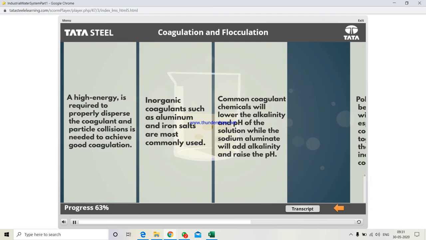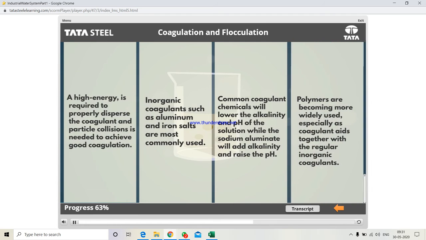Polymers are becoming more widely used, especially as coagulant aids together with the regular inorganic coagulants. Anionic polymers are often used with metal coagulants, and cationic polymers may be used alone or in combination with the aluminium.